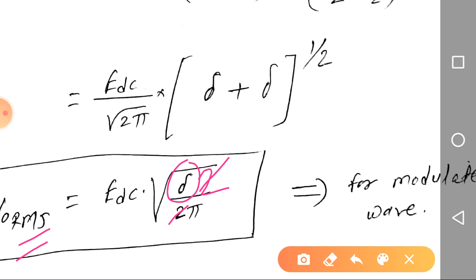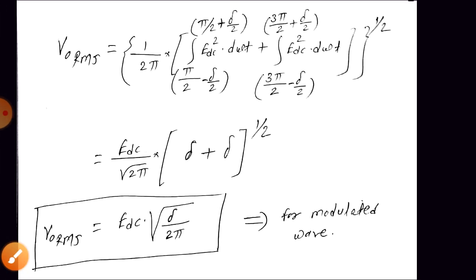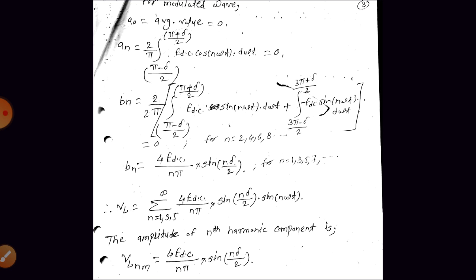Please make one correction. V0 RMS is EDC under root delta by pi, right? It's not under root delta by 2 pi. It is under root delta by pi, because delta plus delta should become a 2, so it is 2 by 2 pi, so the 2 will get cancelled. So it should be EDC under root delta by pi. Are you getting the point, right? So this is the method which can be used to control the output voltage, right?